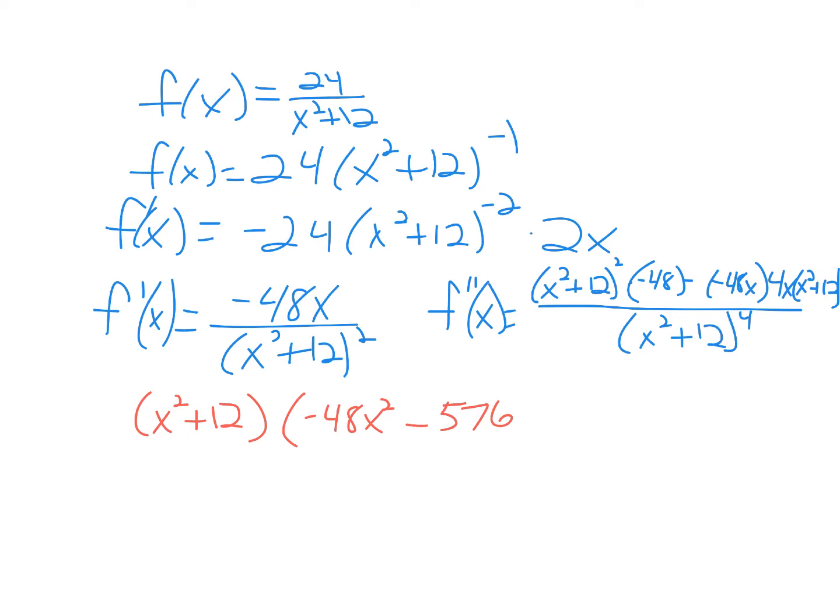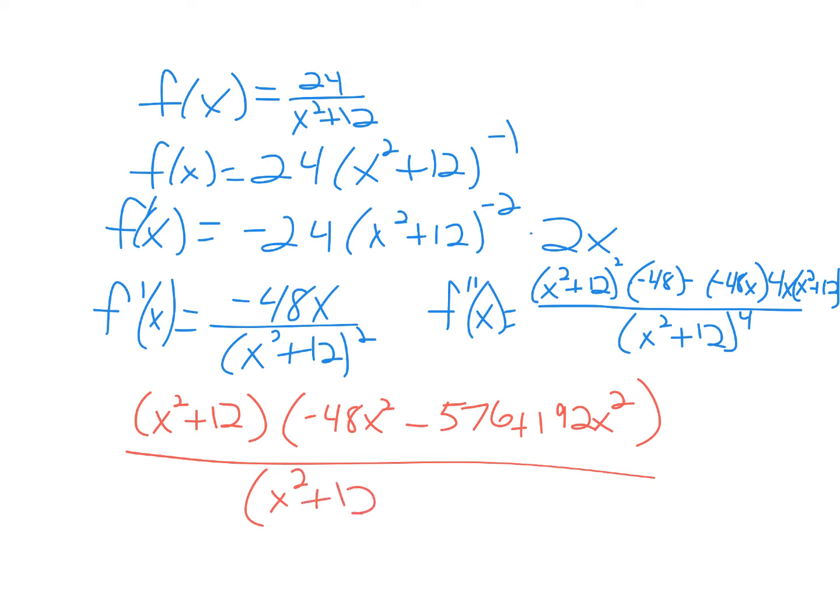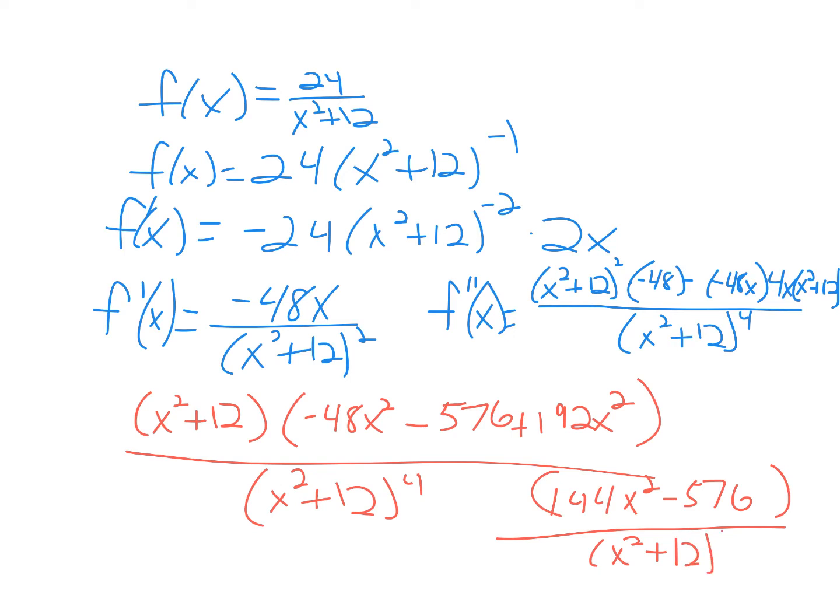And then what's left over here? Negative 48 times 4x would be 192x squared. And then simplify that. We'll get 144 x squared minus 576. There we go. Keep bringing everything else down.